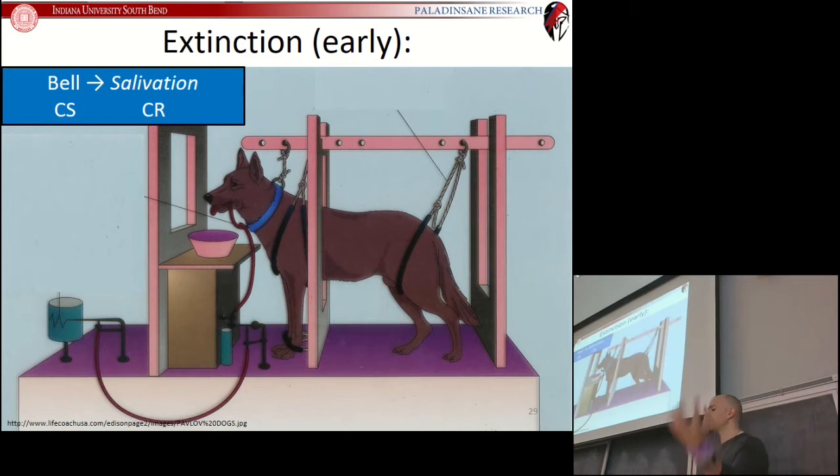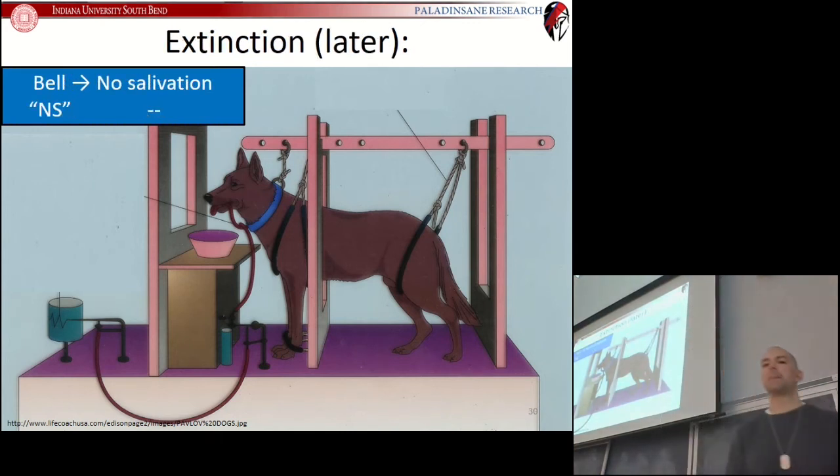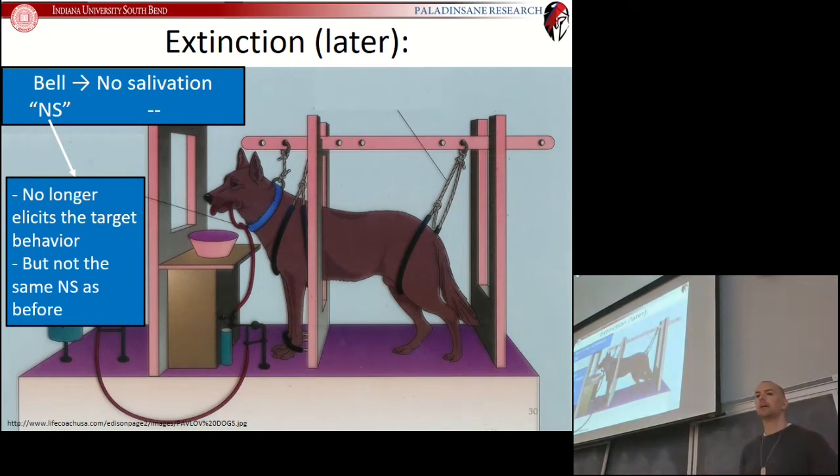Procedure of extinction: present the conditioned stimulus, the bell. Do not present the unconditioned stimulus, the food. And the conditioned response will go down, down, down, until, once again, that bell reaches neutral stimulus territory. But again, it's no longer eliciting the target behavior, which is the definition of a neutral stimulus, but it's not the same neutral stimulus as it was before.